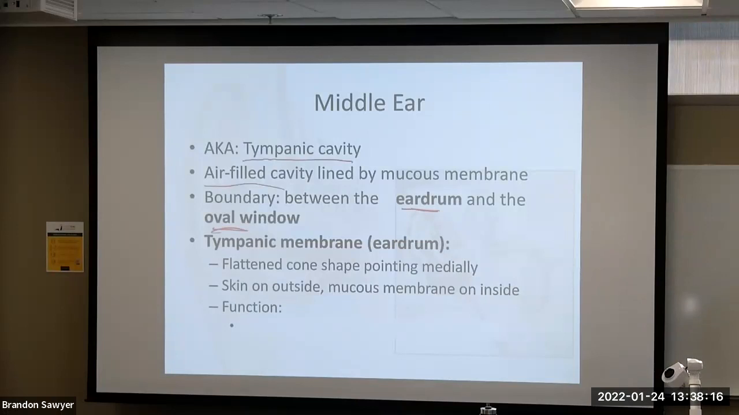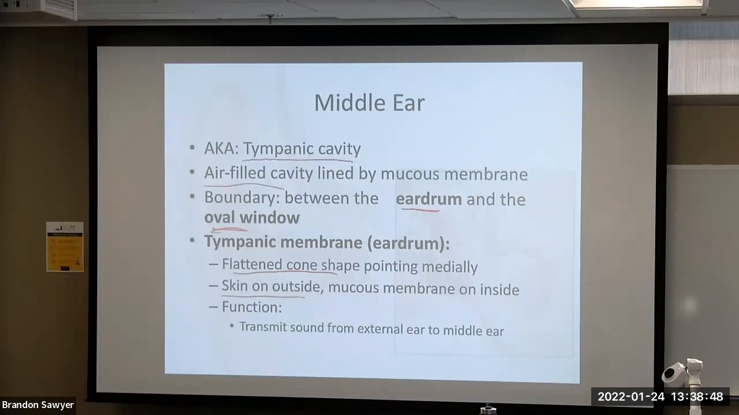That tympanic membrane is a flattened cone shape pointing medially. So it's not completely flat. It actually has a little point to it in the center that goes in medially towards the center of our body, and then it connects to one of the little auditory ossicles that we'll see in a second. It's actually skin on the outside, but on the inside is a mucous membrane. This acts to transmit sound from the external ear into the middle ear.